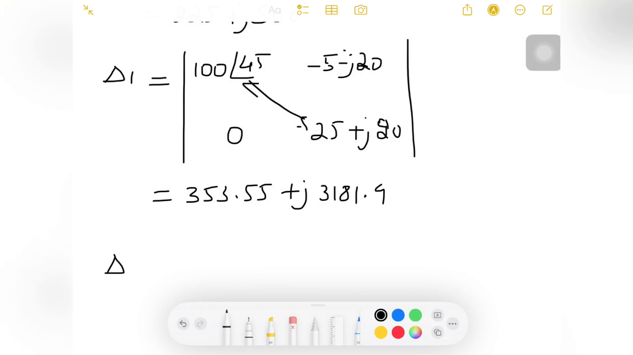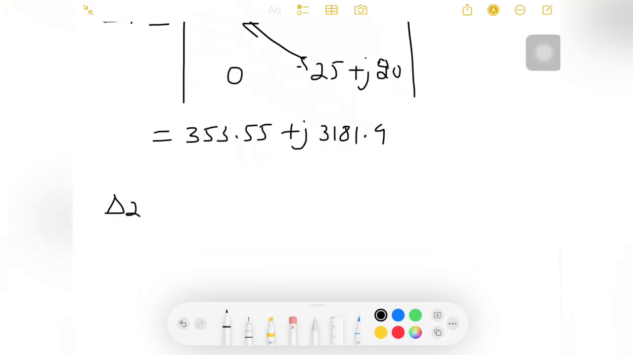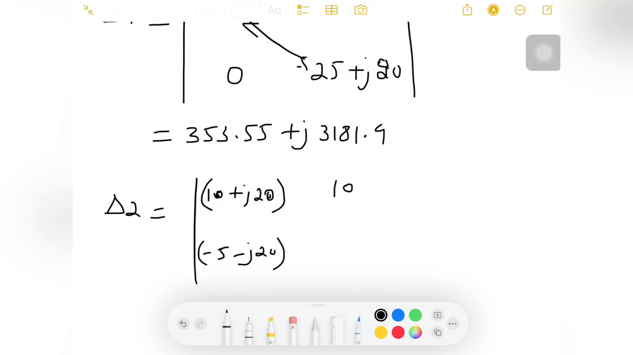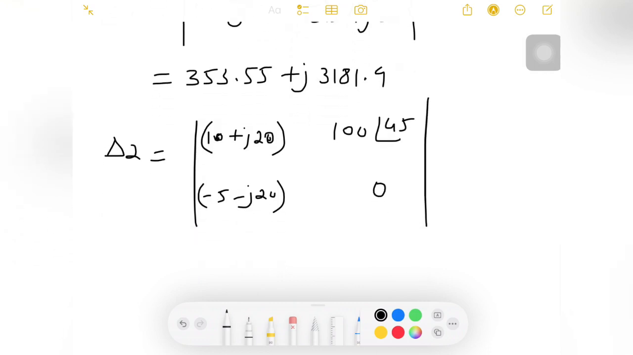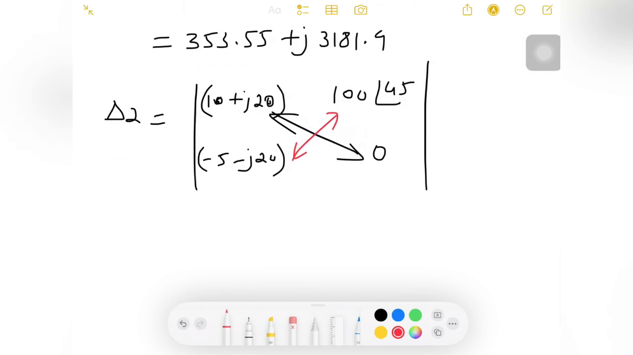Similarly, we find delta 2, now replacing the second column of the matrix. So the first column we will retain as it is, that is 10 plus J20, and minus 5 minus J20. The second column will be replaced with 100 at an angle 45 and 0. Once again, this into this is 0, this into this is 0, and this into minus this into this, you will get the answer in terms of minus.